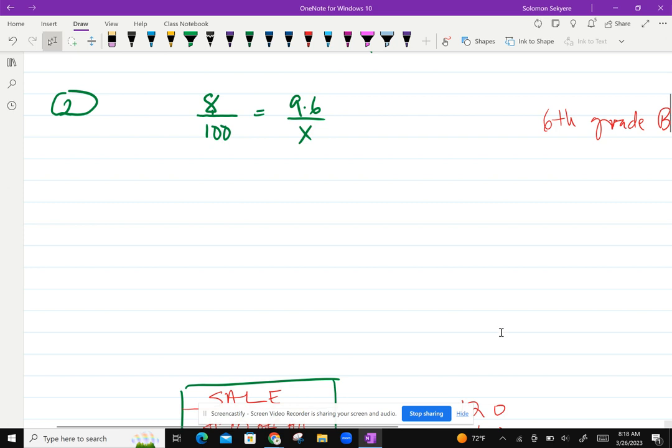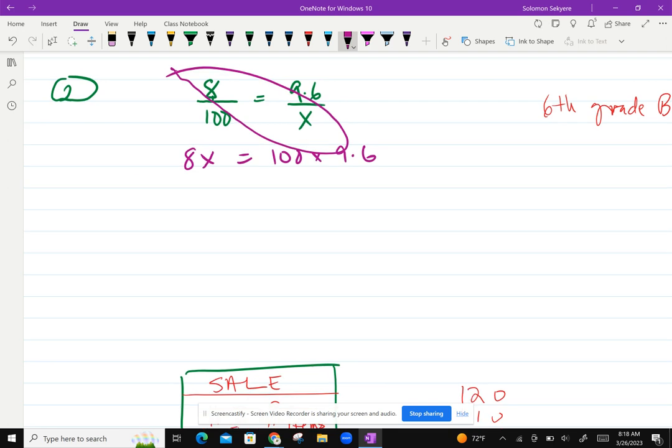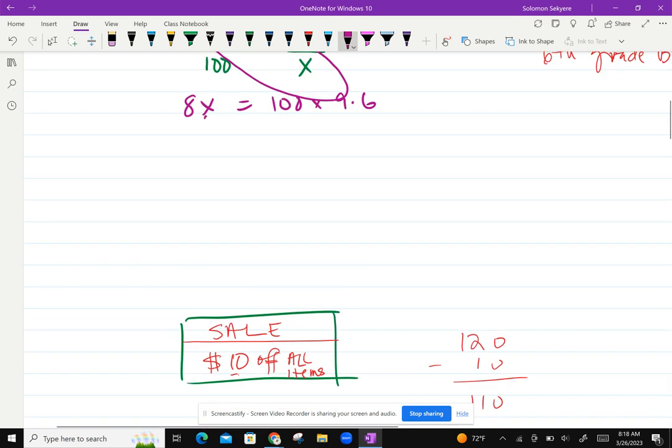Okay, another one here. We cross multiply, right? And I said I like to do the portion that contains my variable first, and so I write 8x is equal to 100 times 9.6, right? So how do I find my unknown, the variable? I divide both sides by my coefficient.